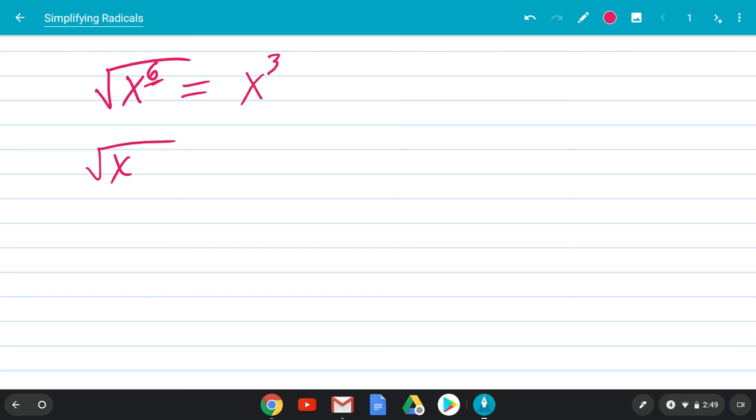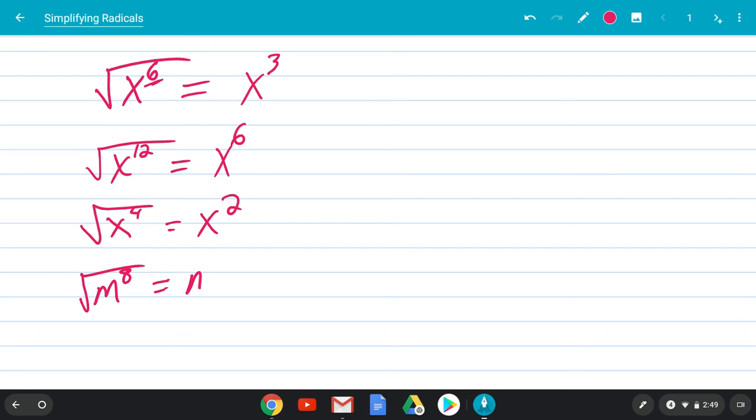The square root of x to the 12th would be, anybody? Yeah, 12 divided by 2 is x to the 6th. How about the square root of x to the 4th? Yep, x squared. How about the square root of m to the 8th? Yeah, m to the 4th. We're getting that. That's no problem.